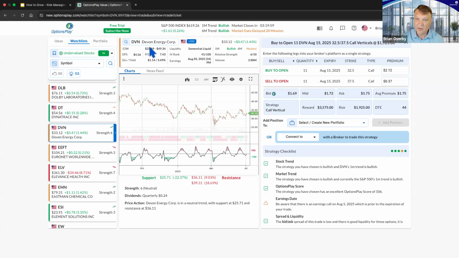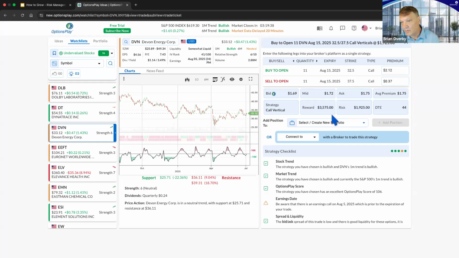So somewhat liquid. It is somewhat. It looks like we have a decent market. I wouldn't mind looking at that trade. It's suggesting that we would do 11 contracts. In this instance, we're buying the 32.50 just in the money, selling the 37.